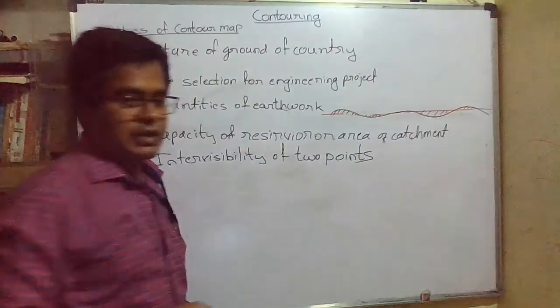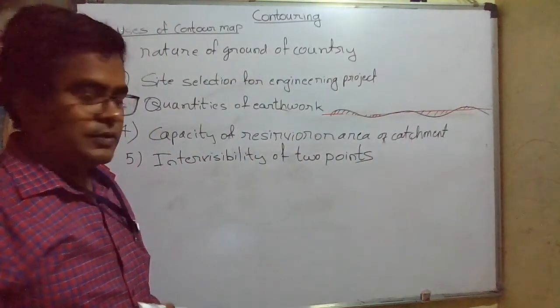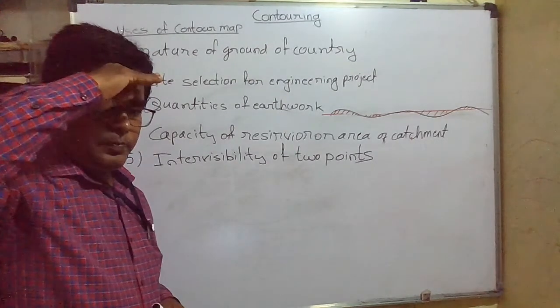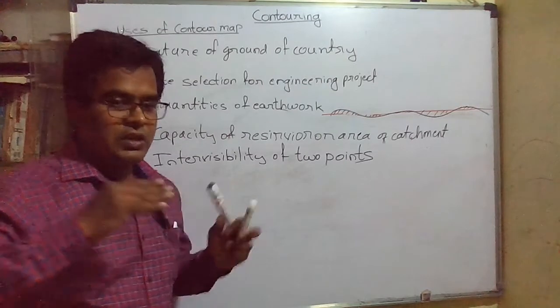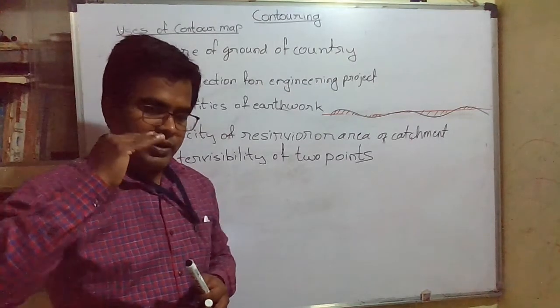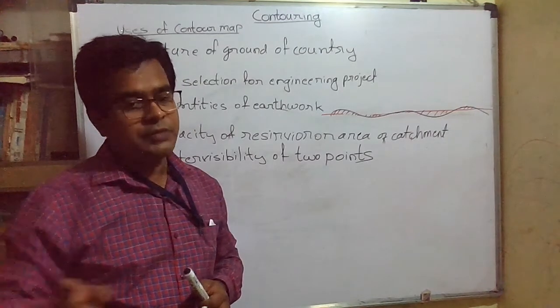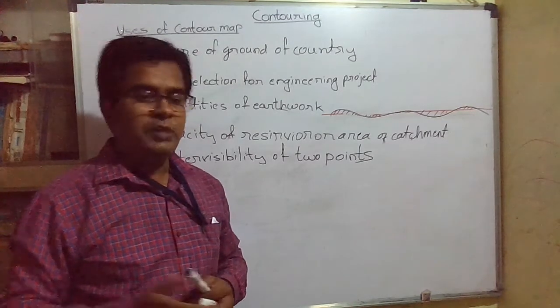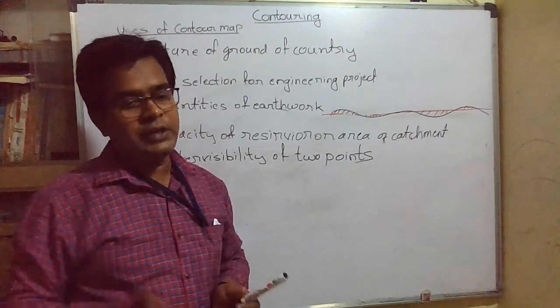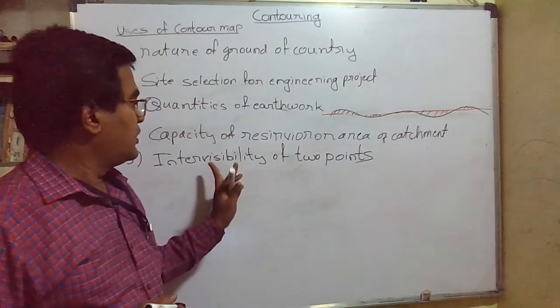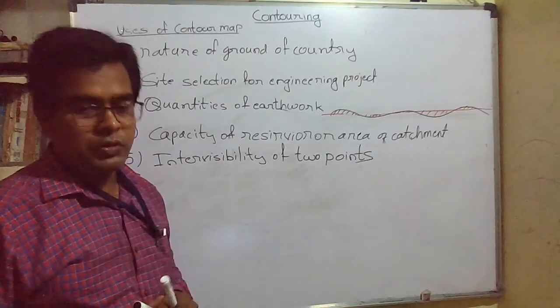Intervisibility of 2 points can be determined from the contour map. It means we can see 2 points directly if there is no obstruction in between them. So whether there is any obstruction or not, we can easily see by studying the contour map, and we can ascertain the intervisibility of the 2 points.